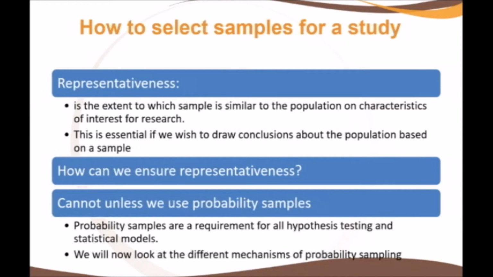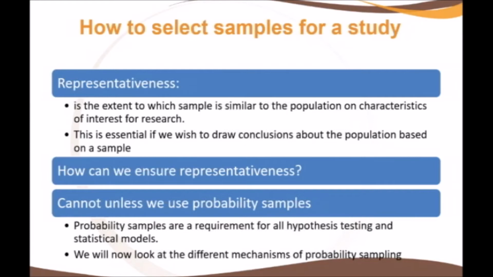And what we mean by representativeness is it just means the extent to which the sample is similar to the population on the characteristics that you're measuring. Okay. So it is essential that if we wish to draw conclusions about a population based on a sample, we need to make sure that the sample is representative. Very important. If your intention is to draw conclusions, like in this case of the student who is studying rabies, if she wants to tell us about the situation in the village, she must make sure that the sample she drew from the village represents the village. If not, then she can't draw conclusions about the population in the village.